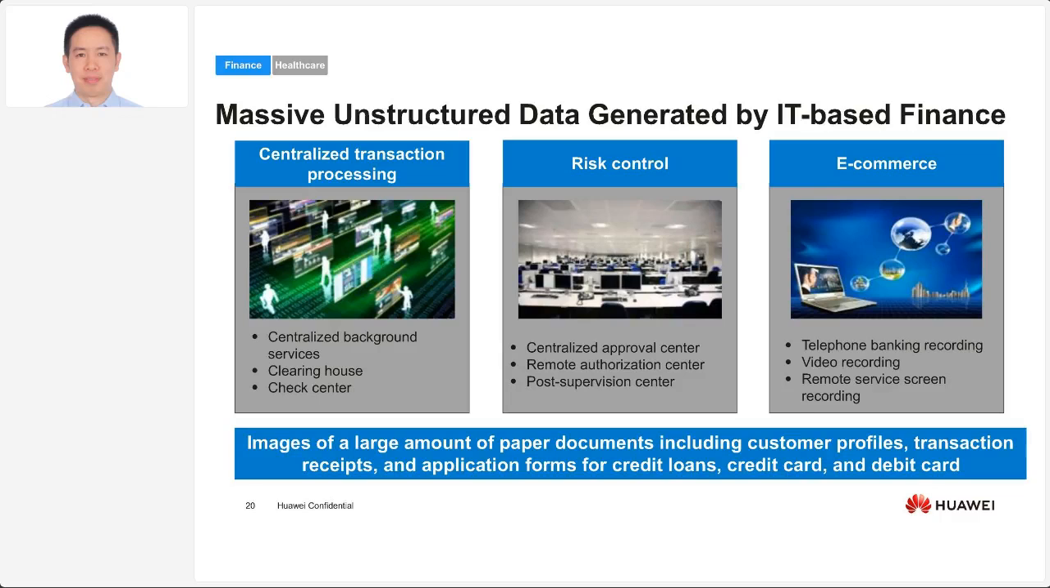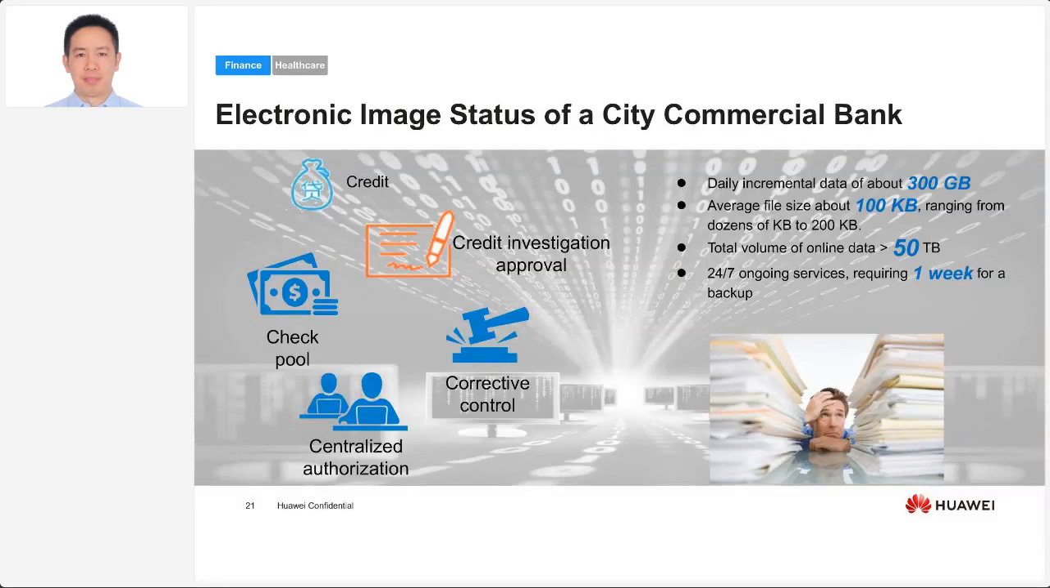for the finance industry. When we use this highly available, high performance storage to guarantee the finance sector, I can give you an example. That's a very good reference: the electronic image system of a city commercial bank. You can see some numbers here showing a daily incremental data of about 300 GB. The average file size is about 100 KB, ranging from dozens of KB to 200 KB. Total volume of online data is larger than 50 TB.